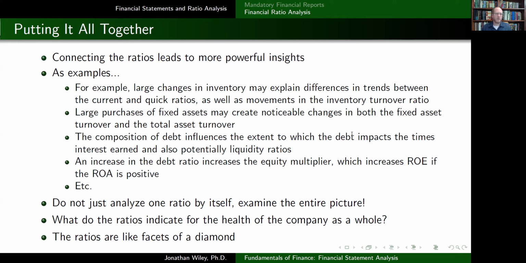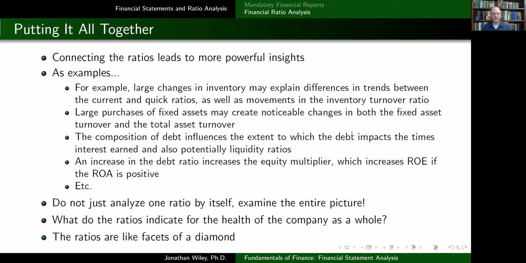Another example of something you can think about would be that large purchases of fixed assets may create noticeable changes in fixed asset turnover and total asset turnover. So if I buy a whole bunch of fixed assets, I'm going to boost my fixed asset amount, which is probably going to cause my fixed asset turnover to drop. But by buying all these assets, that also increases my total asset amount, which may cause total asset turnover to drop. And so if I'm analyzing those over time, I may see a blip downward in both. And it may be related to the same thing, or maybe it's linked to a significant acquisition.